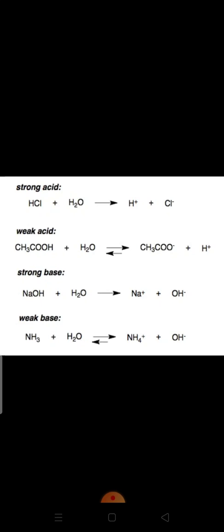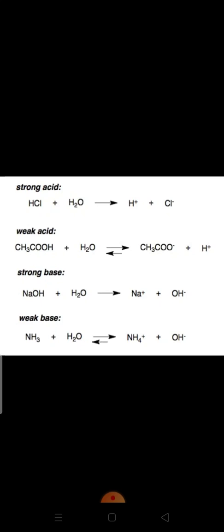Students, when acids dissolve in water, they produce hydrogen ions. Here we have an example of hydrochloric acid. Hydrochloric acid produces hydrogen ion, which is also called H plus ion, in the presence of water. The separation of H plus ion from HCl molecules cannot occur in the absence of water.